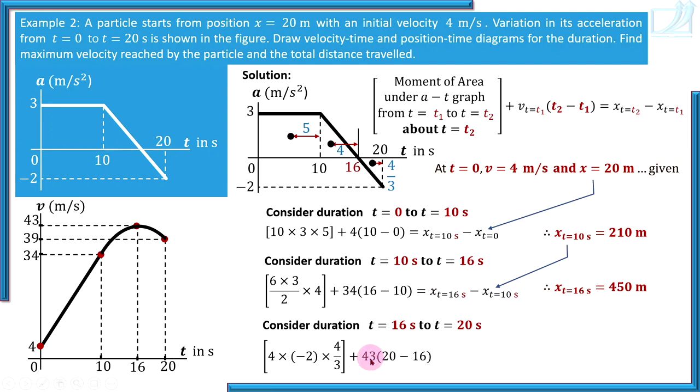Plus initial velocity. Initial velocity means in this time interval, at t equal to 16. So at t equal to 16, initial velocity is 43. So 43 into t2 minus t1, 20 minus 16. That gives you the change in position in this interval. So x at t equal to 20 seconds minus x at t equal to 16 seconds. So this is how we have found out x at t equal to 20 seconds. It is 611.33 meters.